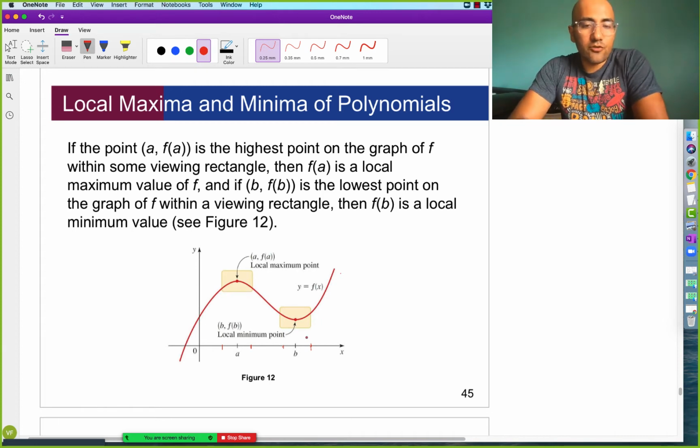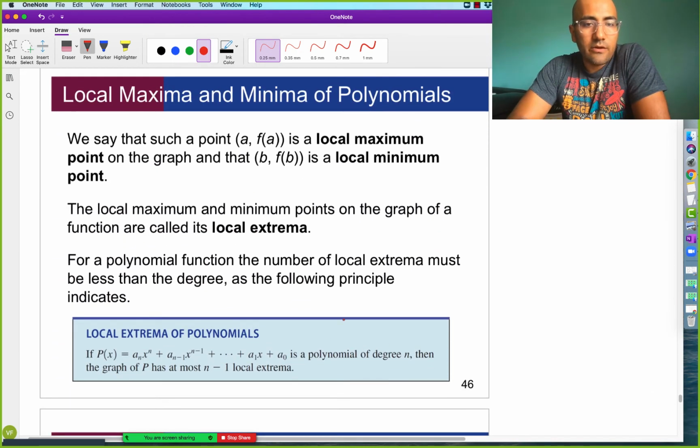Good. So visually we can see it. When we graph it, we can easily spot where the local maximums and local minimums are. But it takes a little bit more work to figure those out when you have an equation and you have to figure out where those little bumps are. Okay.